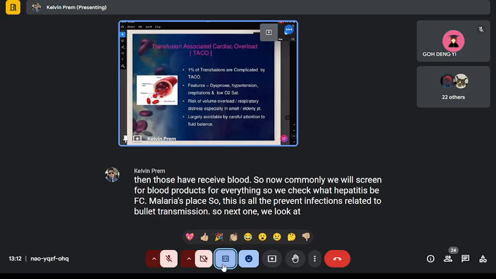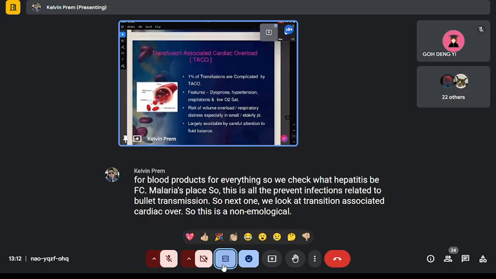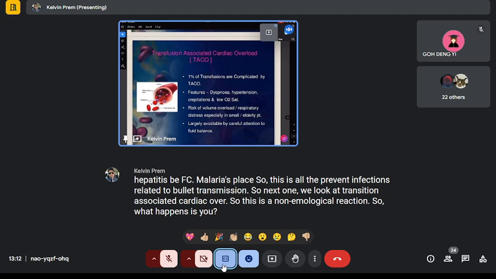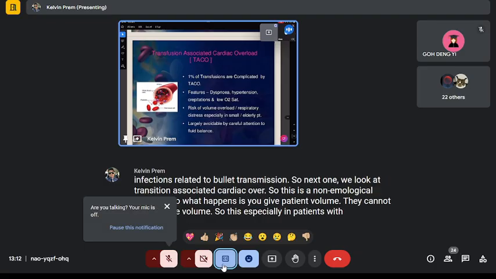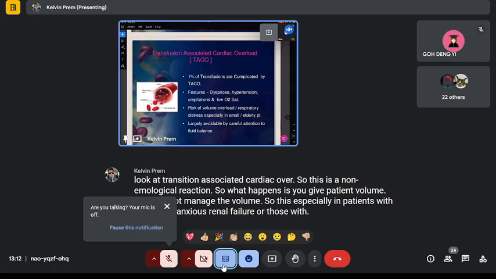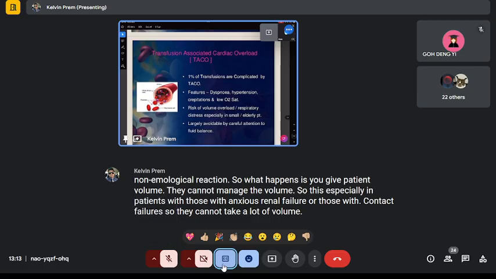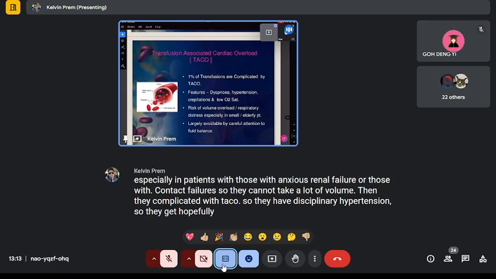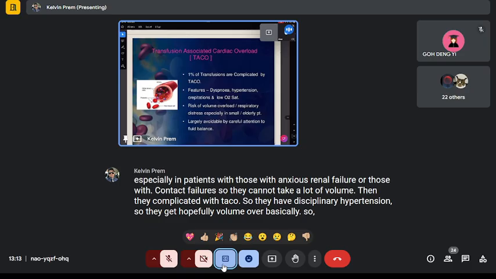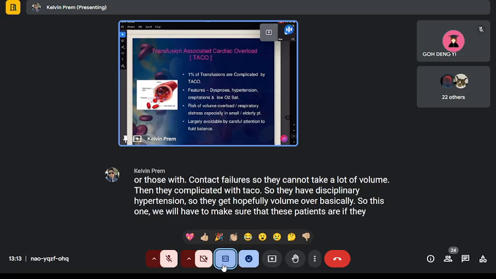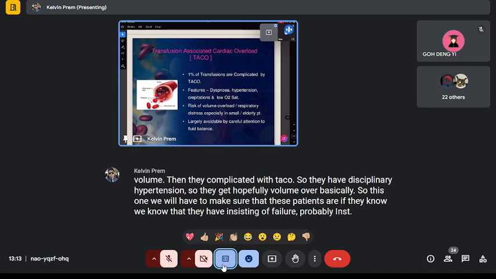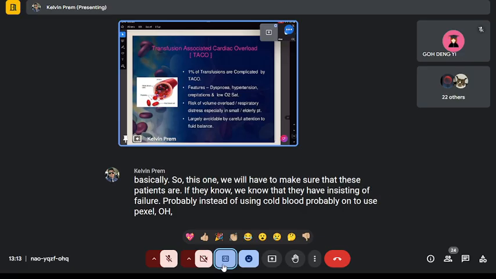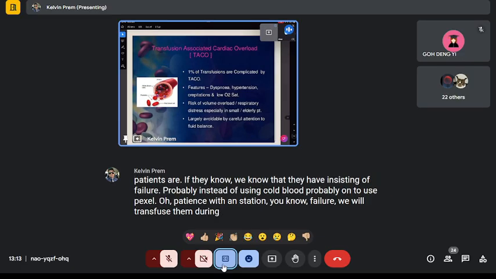The next one we look at is transfusion-associated circulatory overload, or TACO. This is a non-immunological reaction. What happens is you give the patient volume and they cannot manage the volume, especially those with end-stage renal failure or cardiac failure. They cannot take a lot of volume, so they're complicated with TACO. They get dyspnea, hypertension. They get fluid volume overload basically. So we have to make sure that if we know they have end-stage renal failure, probably instead of using whole blood, we want to use packed cells, or we will transfuse them during dialysis, meaning extra fluid is removed from their body.